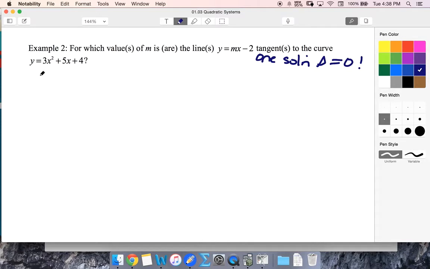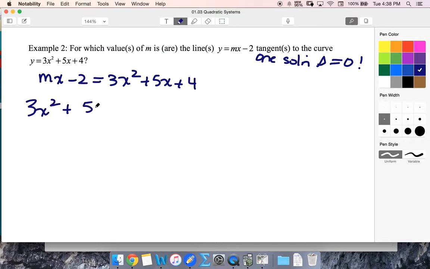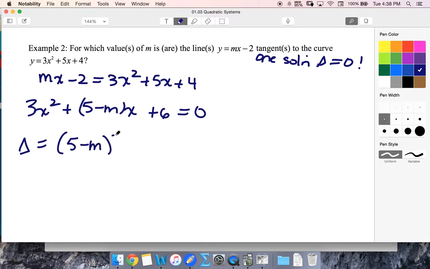So we're going to have that these things are equal. So mx minus 2 equals 3x squared plus 5x plus 4. I'm going to set it equal to 0. 3x squared, 5 minus m are the x terms, 4 plus 2 is 6. And now my discriminant, 5 minus m squared minus 4 times a times c. So 12 times 6 is 72. 5 minus m squared minus 72.